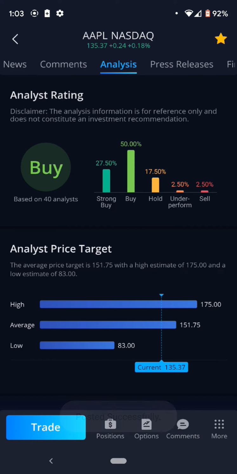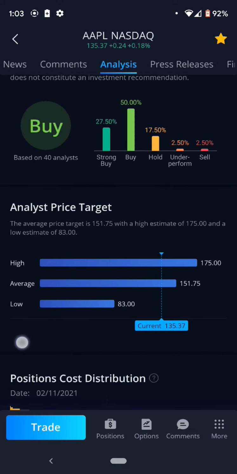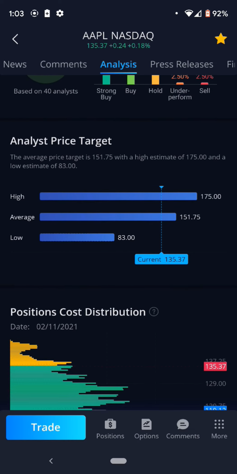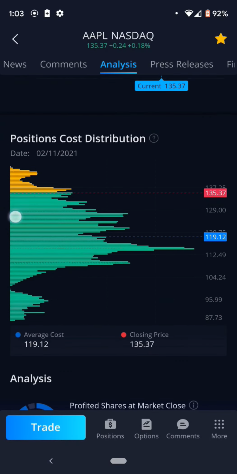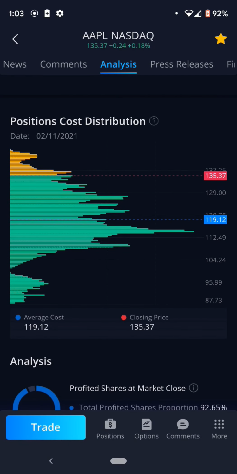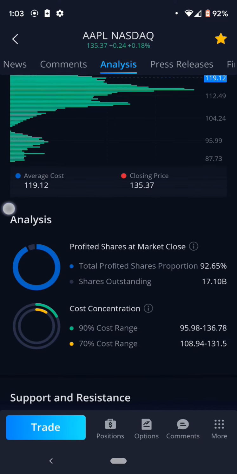Here's a good tab, the analysis tab. It shows you buy ratings, sell ratings, hold ratings based on analyst opinions, price targets, where it's trending based on the price targets. And then this is a really good tool, the positions cost distribution. This shows you not just the volume over time, but the volume at each price point. And so I interpret this as a buy signal, actually, because I don't see a lot of resistance above 135.37 for Apple. I don't see a lot of sellers holding bags waiting for the stock to go up so they can sell their bag.